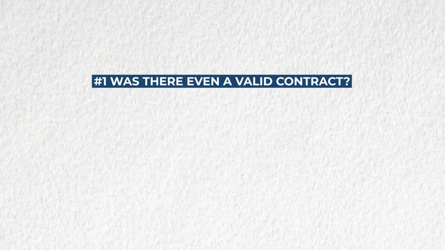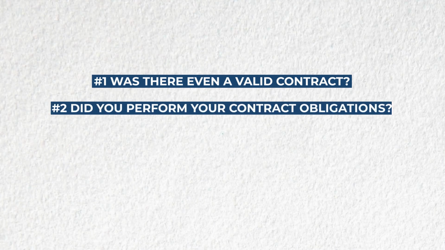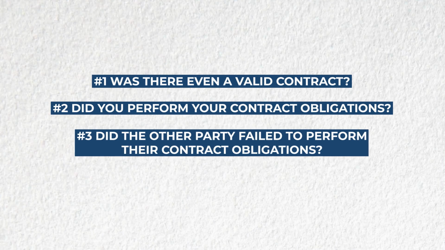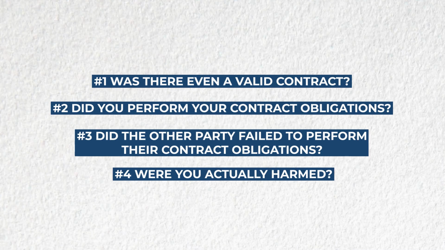4 elements you need to know. Number 1, there had to be a valid contract. Number 2, you had to perform your obligations under that contract. Number 3, the other party didn't perform under the contract. And number 4, and it's very important, you were damaged as a result. It sounds like it's really simple, but let's look at each of the steps to make sure you understand what you need to prove and what's important for that breach of contract lawsuit you're considering.